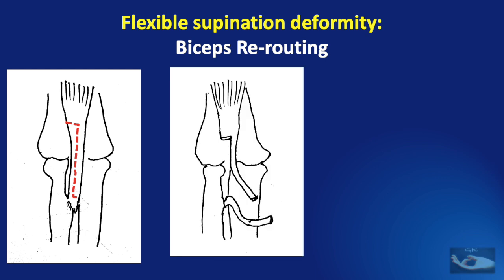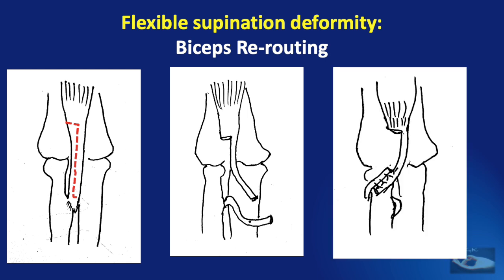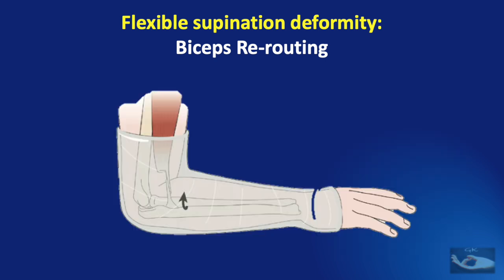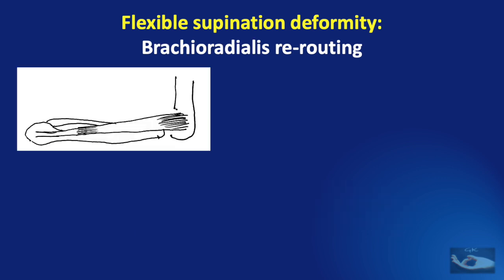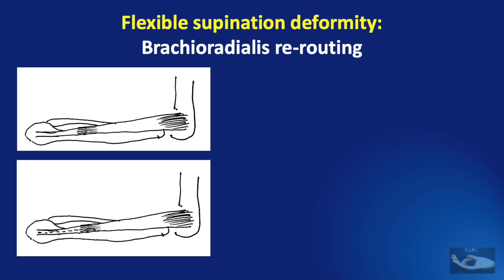The slip attached to the radial tuberosity, that is, the distal slip, is rerouted around the radius from anterior to posterior to bring out on the radial aspect of the radius and sutured to the proximal Z limb while keeping the forearm in full pronation and elbow in 90 degrees of flexion. This route converts the biceps from a supinator to a pronator. A cast is applied in the position described earlier. For brachioradialis rerouting, the tendon is divided in a Z manner over a length of 6 to 8 centimeters to get two long slips, one distal and one proximal.